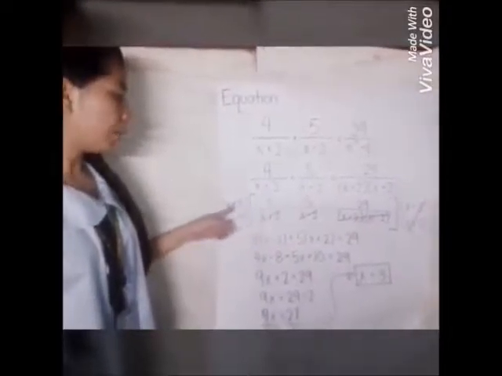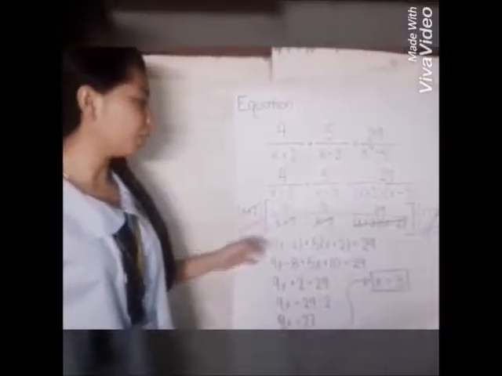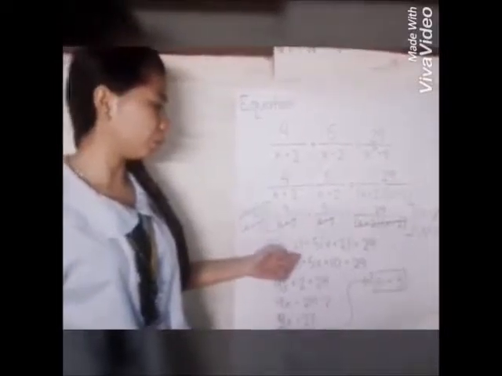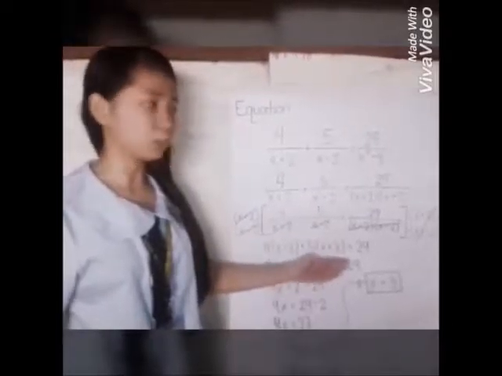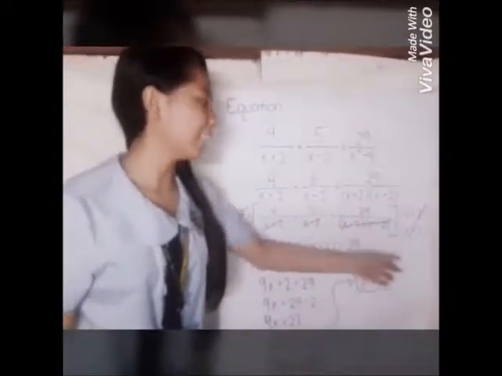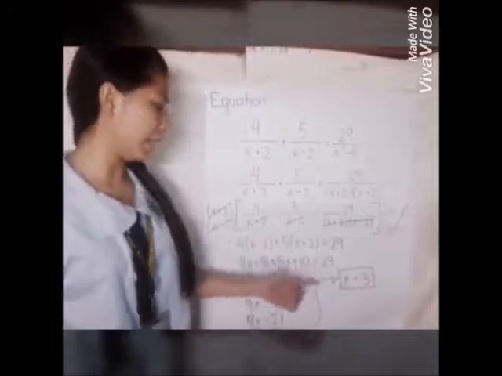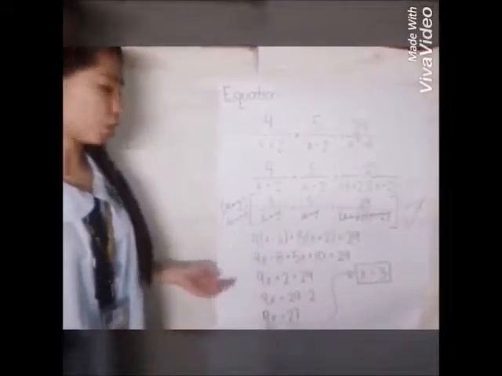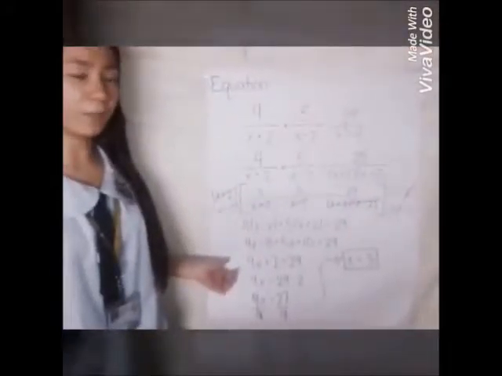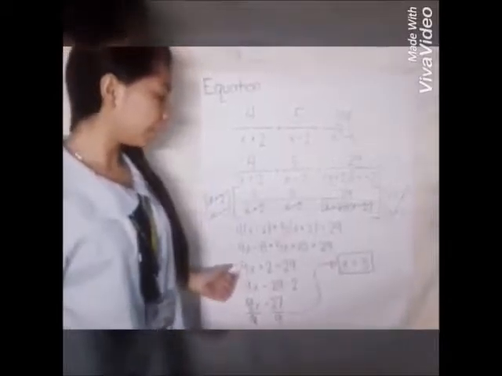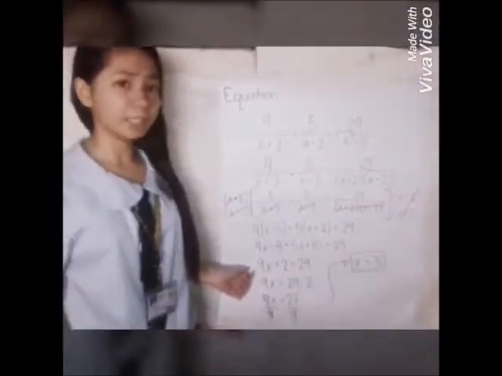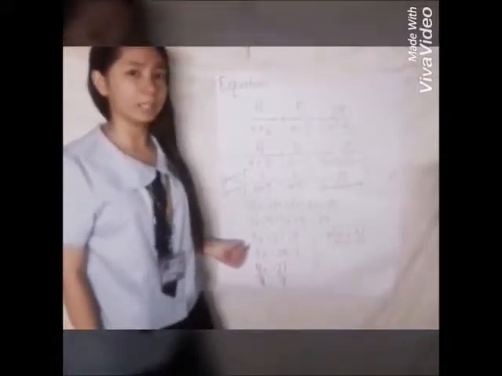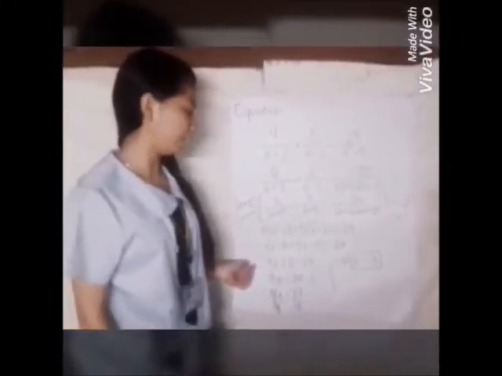Cancel these two because they are like terms, then multiply the 4 to x minus 2. Cancel again, and multiply the 5 to x plus 2. Then again, cancel these, and bring down the 29. Distribute the equation. 4 times x equals 4x. 4 times negative 2 equals negative 8. 5 times x equals 5x. And 5 times 2 equals 10. Bring down again the 29.